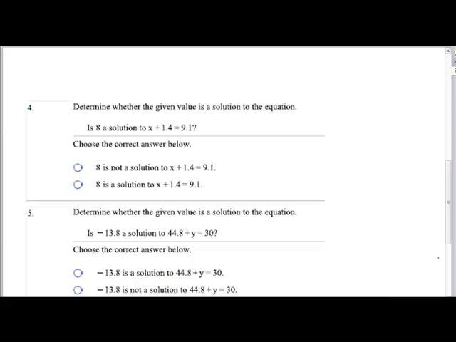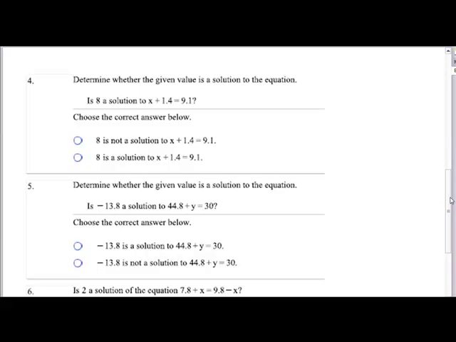The next few problems are going to have us use replacement values in a slightly different way. It says determine whether the given value is a solution to the equation. A number is a solution if it makes a true statement. So, is 8 a solution? That means if 8 is replaced for x, is it a true statement?